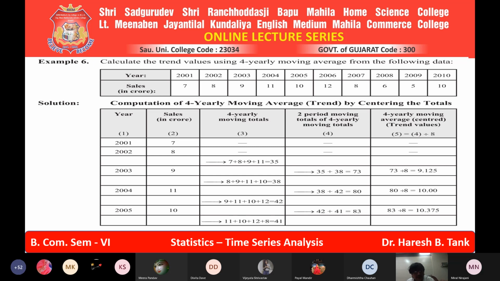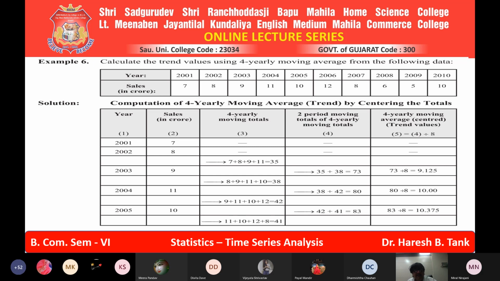Because first of all you made a bunch of 4, so there you have to divide it with 4. And then you made a bunch of 2, so again you have to divide it with 2. So in a division it is 4 multiplied by 2 becomes 8. So this 73 is to be divided by 8 now. 73 divided by 8 becomes 9.125 and it should be against 2003.